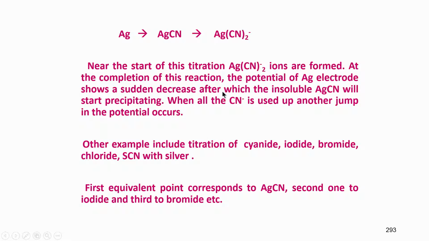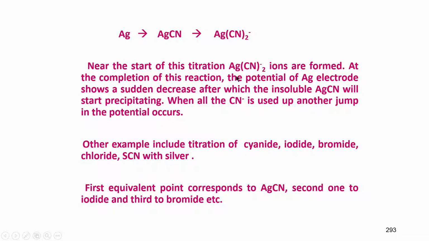The best example is silver. Silver will react with cyanide to give you a precipitate. If you add more cyanide, the precipitate will redissolve, and then you will get the silver cyanide complex, Ag(CN)2 minus. So, near the start of this titration, silver cyanide complex ions are formed.